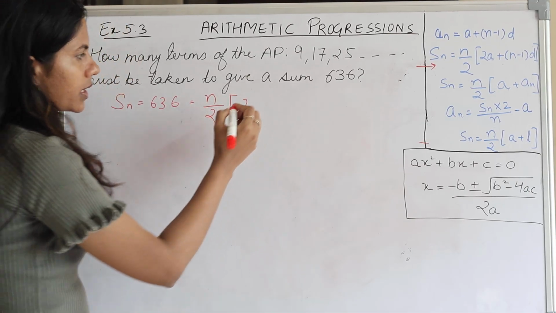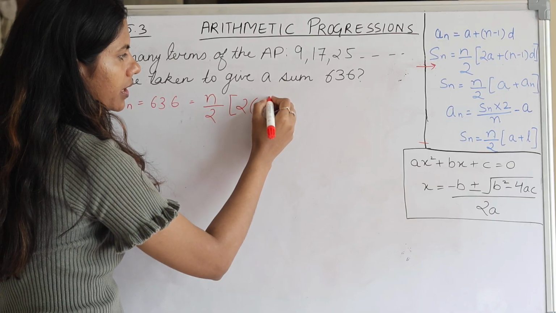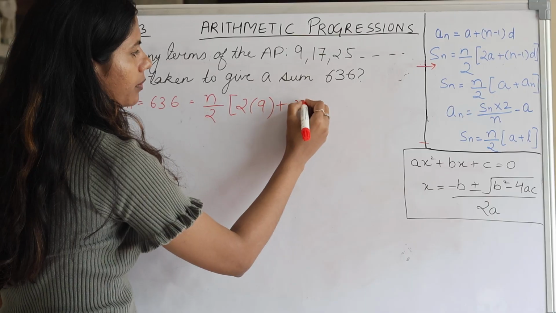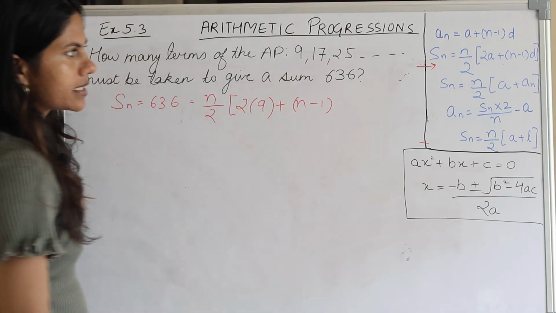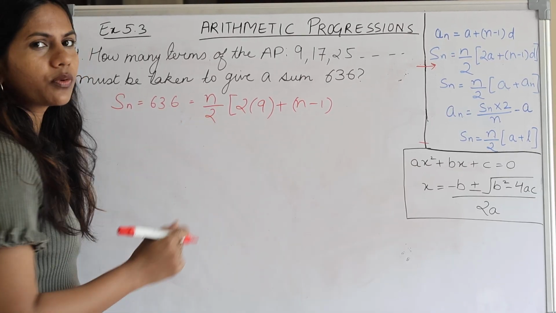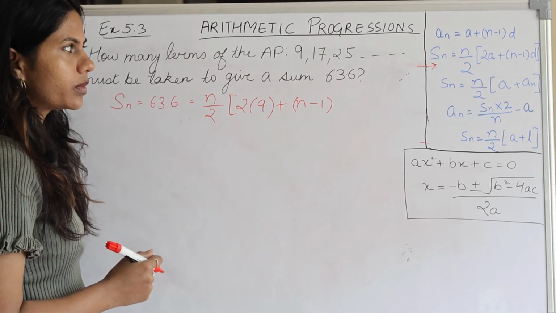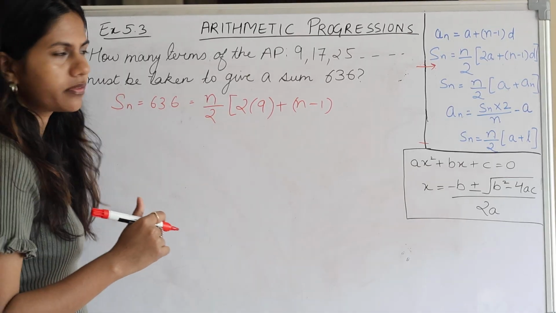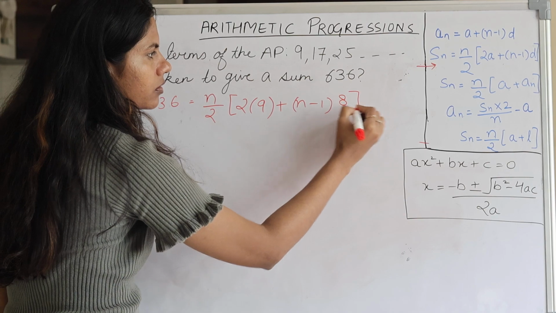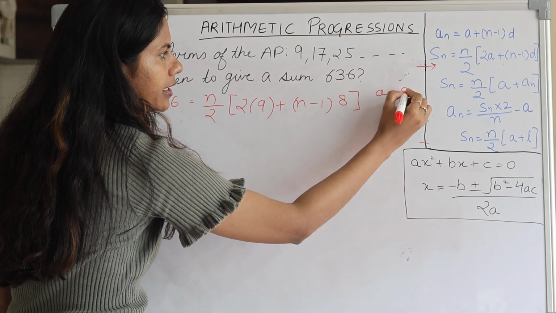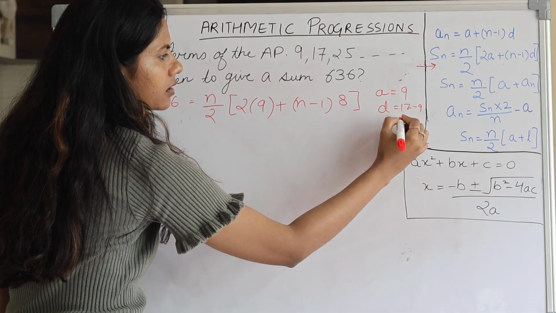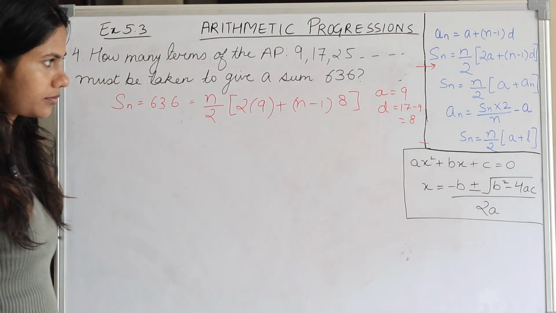So n by 2. What is A here from the AP? A is 9, the first term, plus n minus 1. What is D here? 17 minus 9. If you don't know what the common difference is and all, please watch my previous videos. So 17 minus 9, 8. Alright, A is 9, D is 8.